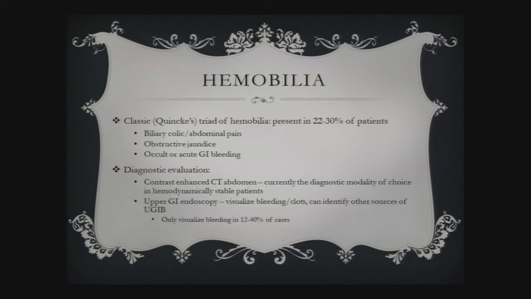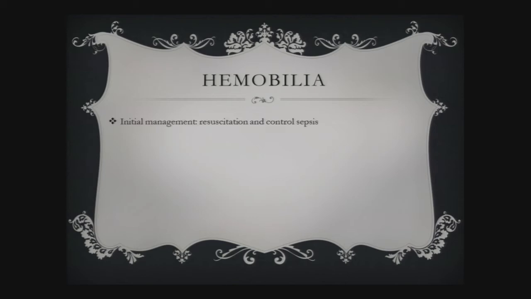You can also get an EGD, which is helpful because you can visualize clots. You can also identify other sources of bleeding if that's not actually what it is, because you're looking in there. But you only visualize bleeding in 12 to 40% of cases. Angiography is very helpful. This can give you a definitive diagnosis, and you can treat it immediately. Typically you start with the CT scan and then, as needed, the angiography.